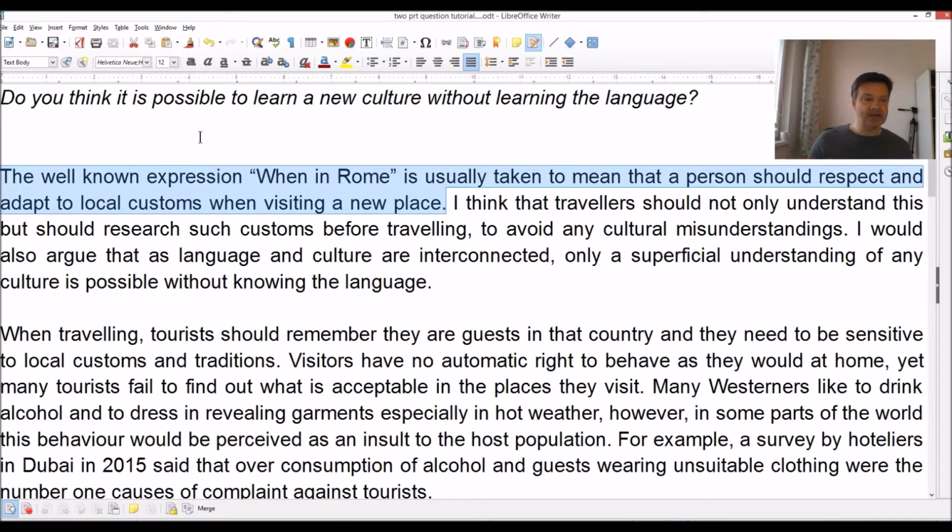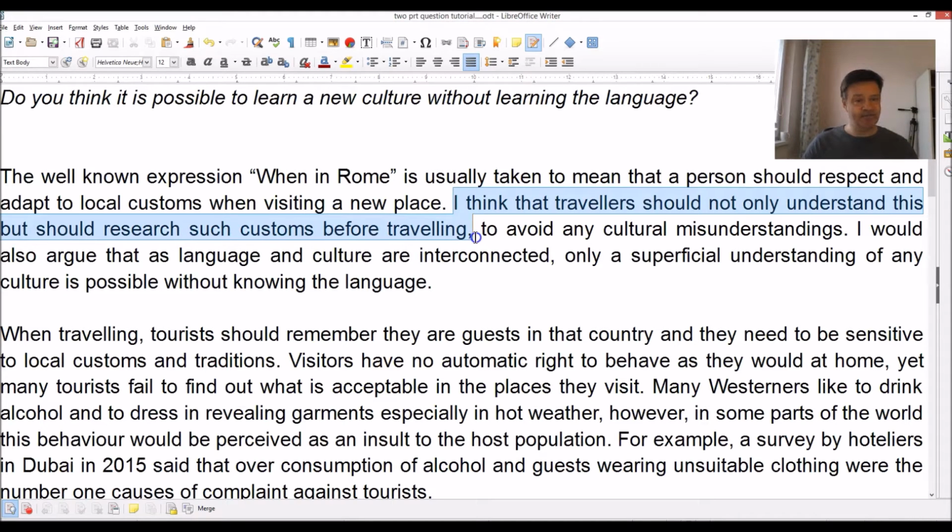Okay. Sentence 2, what do I think? And what am I going to talk about? So you've got to briefly answer the questions. Now, you can do 2 separate sentences, or you could put it as a main clause, a subordinate clause of a single sentence. It doesn't matter really, just as long as the ingredients are in place. So I think that travellers should not only understand this, but should research such customs before they travel to avoid any cultural misunderstandings. So that's question 1.